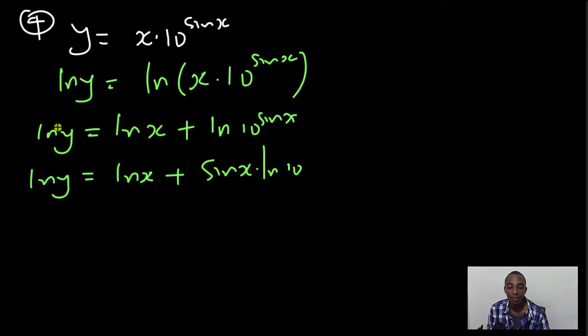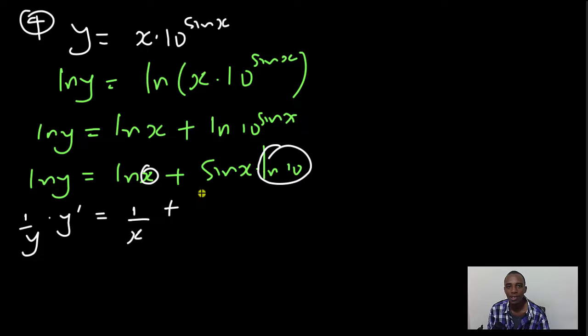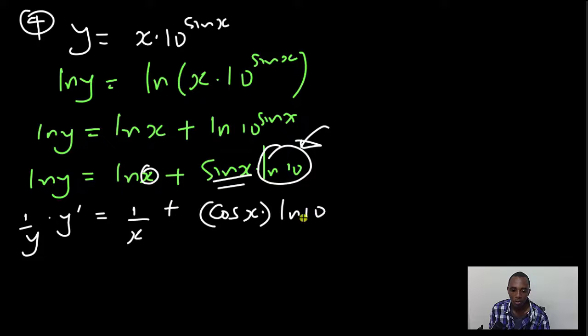Alright, so let's now take derivatives on both sides. So 1 over y times the derivative of y, this equals, if we take the derivative of natural log of x, the derivative of x is 1, the original function is just x here, plus, so look at this, you see natural log of 10 is just a constant, it's a number. You can basically put this on a calculator and get what that is. So this is a constant, so we will not bother differentiating this. We'll just take the derivative of sine x, which is cosine of x, and of course this constant here will remain. So times the natural log of 10.